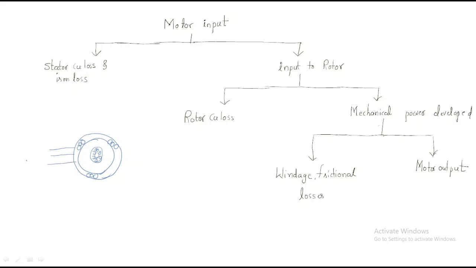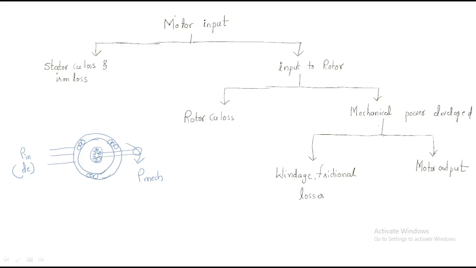We have to give the induction motor input as electric power. That electrical power is finally transferred as mechanical power. So in this process, how is the given electrical power converted into mechanical power?